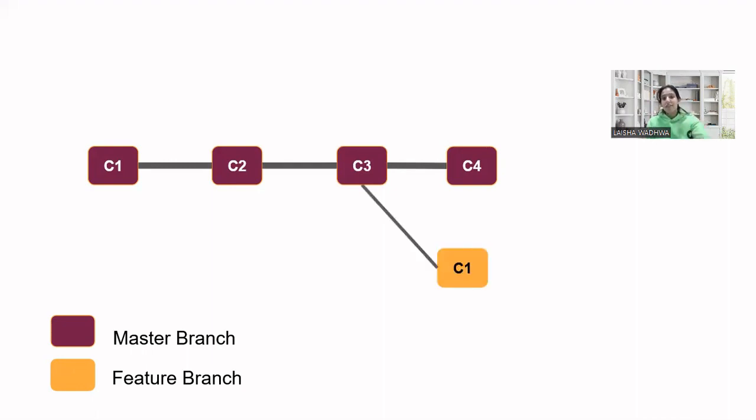Now, when you create this feature branch, at this particular point, your feature branch is going to contain all the commits that are there in the master branch. Let's say you have made commit 1 in your feature branch and commit 2. Now, at this point, your master branch is not aware of the changes that you have made in your feature branch, because these are exclusively part of your feature branch.